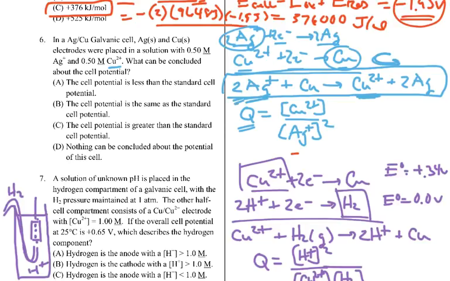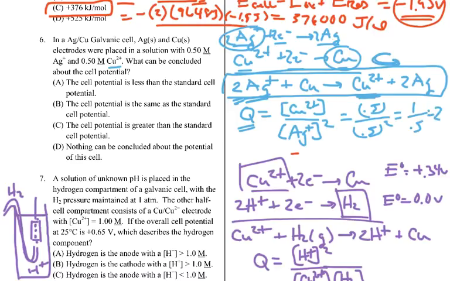So here's my expression. If I had a standard solution, it'd be 1 over 1 squared, which is 1. Standard Q is always 1. But now it's 0.5 over 0.5 squared, which you can see the 0.5s are going to cancel. So what this really is 1 over 0.5, which is 2.